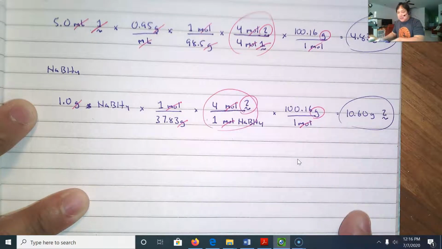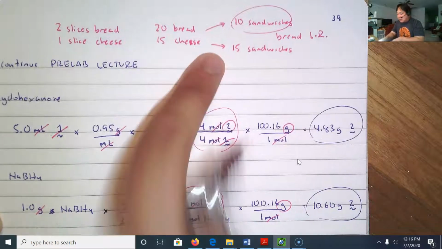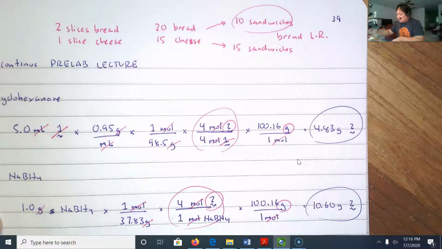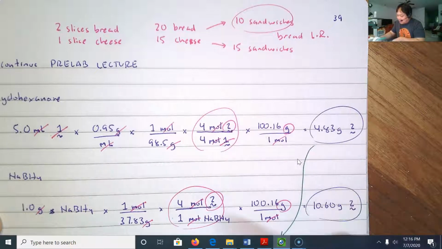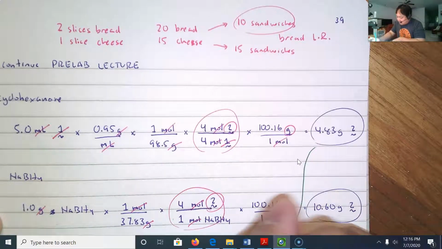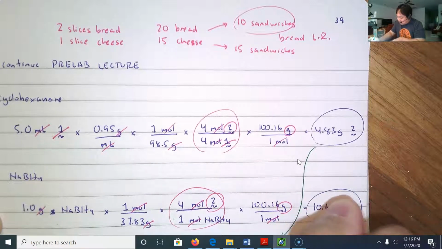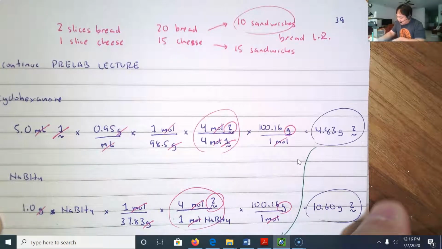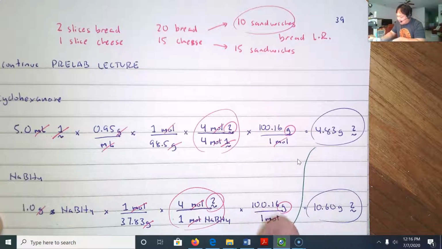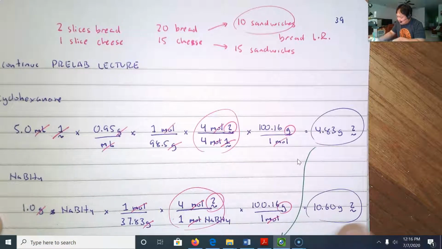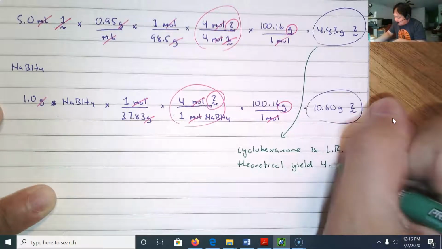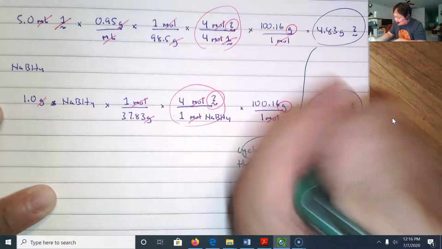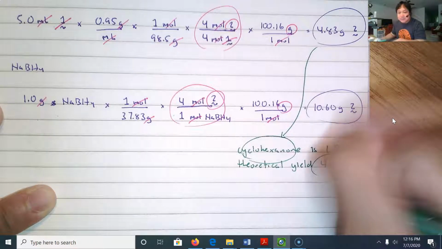Take a look at my sandwich analogy. I picked the smaller number. So my conclusion, this is really sloppy, is that cyclohexanone is the limiting reactant, and the theoretical yield in grams, sorry about that, is 4.83 grams. Those are 2 very important conclusions.